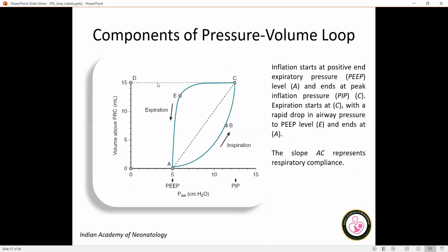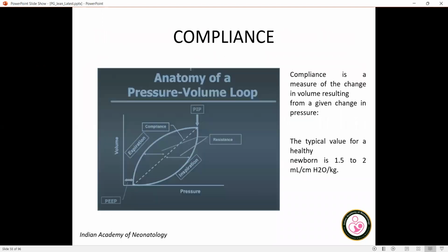So what all things can we learn from this PV loop? One is compliance. Compliance is the measure of change in volume resulting from a given change in pressure. We already discussed the normal compliance is 1.5 to 2. Another important thing we can learn from the PV loop is the resistance. So what is resistance? If we draw a line from the midpoint of this inflation limb to the compliance axis, that is the inspiratory resistance.